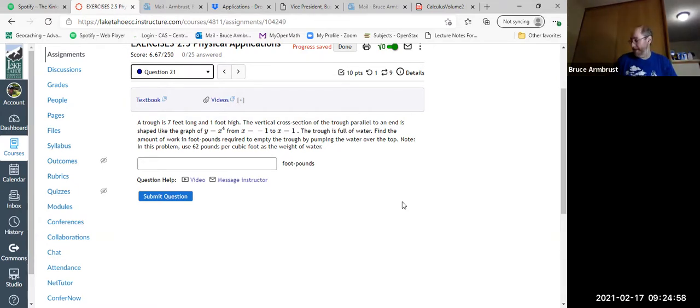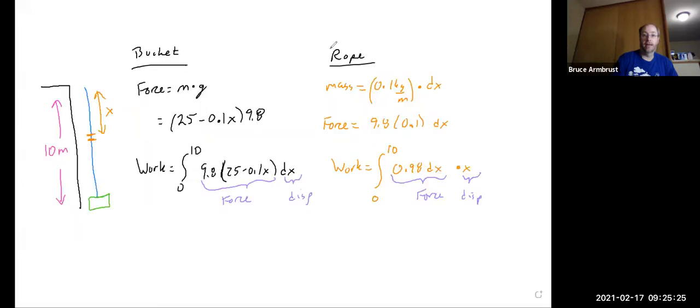Let me write all this down. y equals x to the fourth, from -1 to 1, 7 feet long, 1 foot high. Okay, so let's see if we can figure this out. This is another work problem, and we're going to approach it the same way, where we want to figure out the pieces that we're moving and get that force times that displacement.